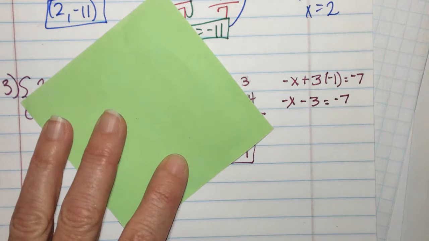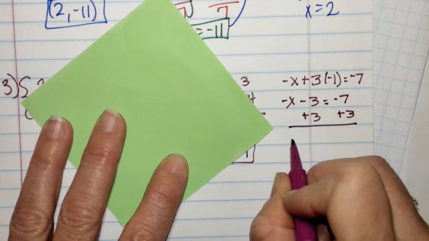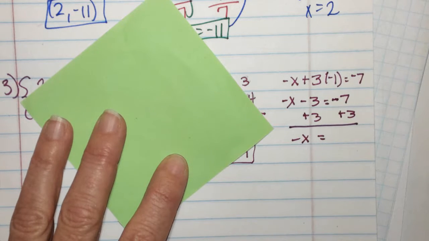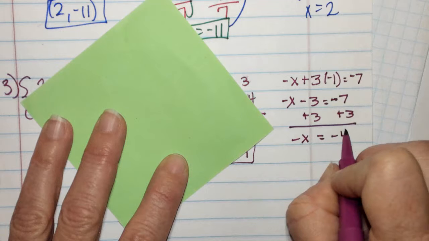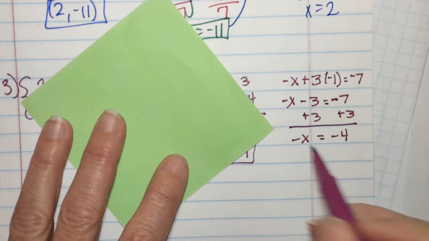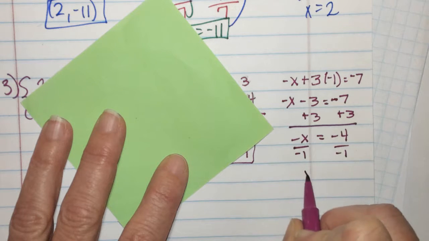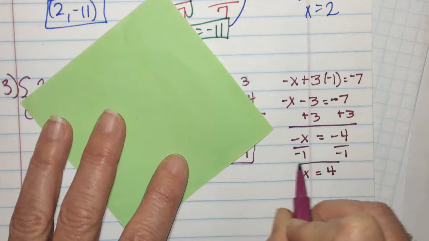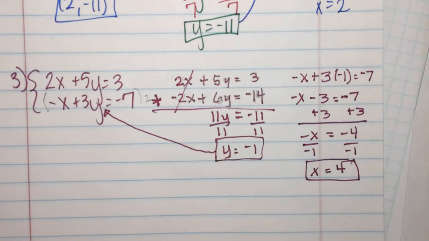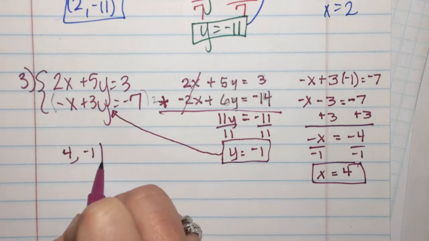Now what? Plus 3. Plus 3. Negative x. Don't drop that negative sign. What is negative 7 plus 3? Negative 4. Equals negative 4. Can I leave it like that? No. You can never leave a negative in front of your variable. So what do we divide by? Negative 1. Good, Sarah. So x equals 4. What's your final answer? Very good. Nice job.